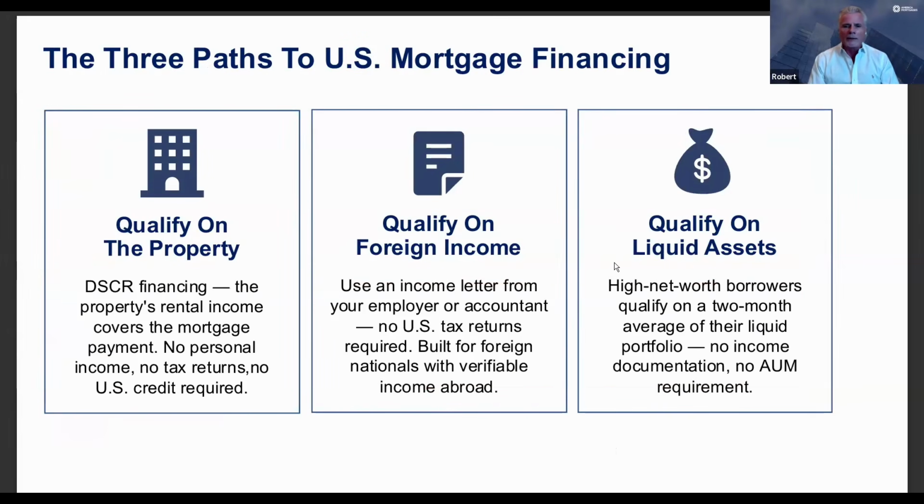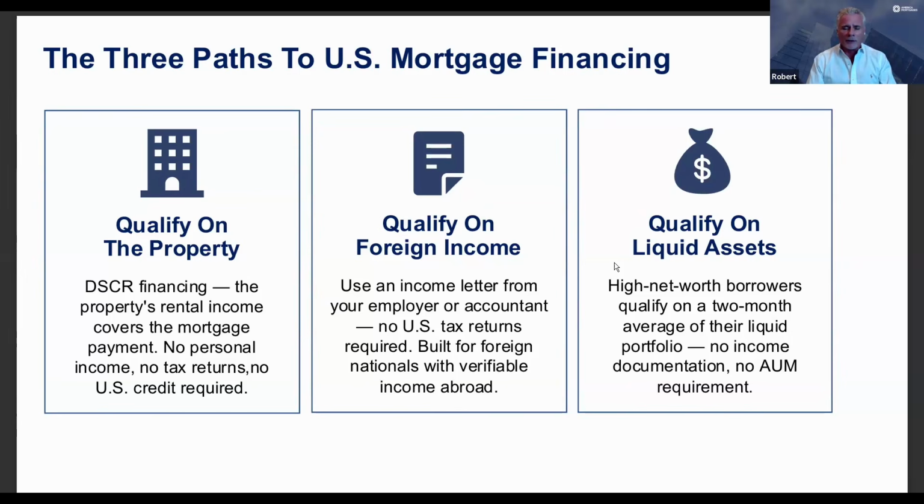Number one is you qualify on the property. This is actually common sense underwriting. It's called a debt service coverage ratio, or as everybody seems to know these days, DSCR. We were doing DSCR before DSCR was even a thing. With a DSCR loan, rather than showing personal income documents, you're qualifying on the cash flow of the property. So it makes perfect sense, especially when you're buying an investment property.